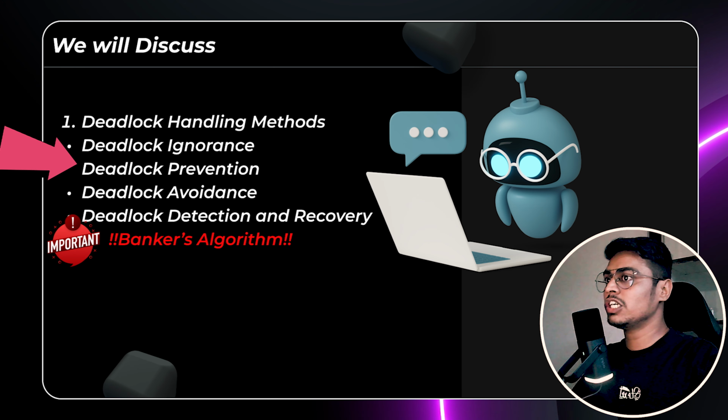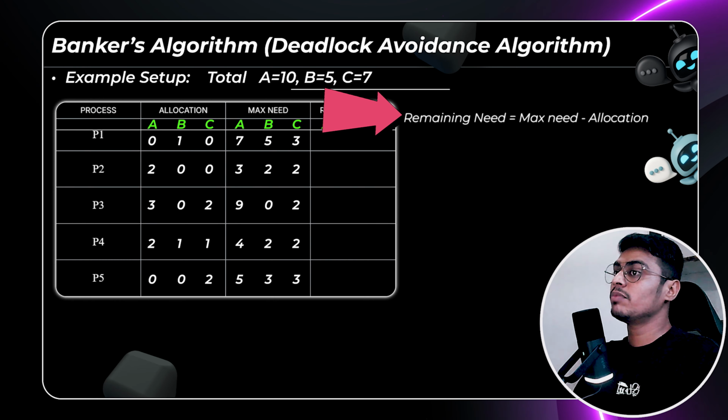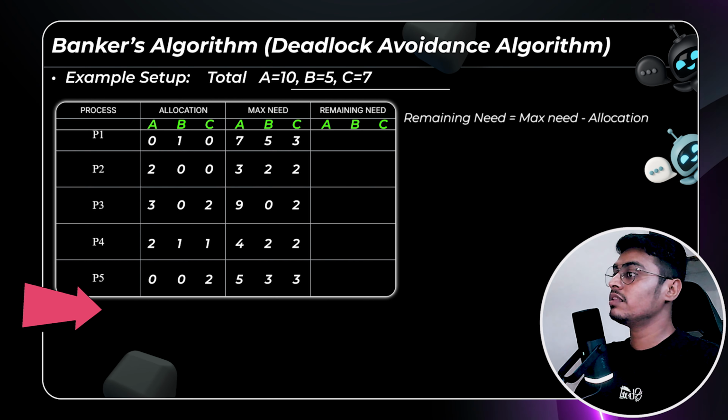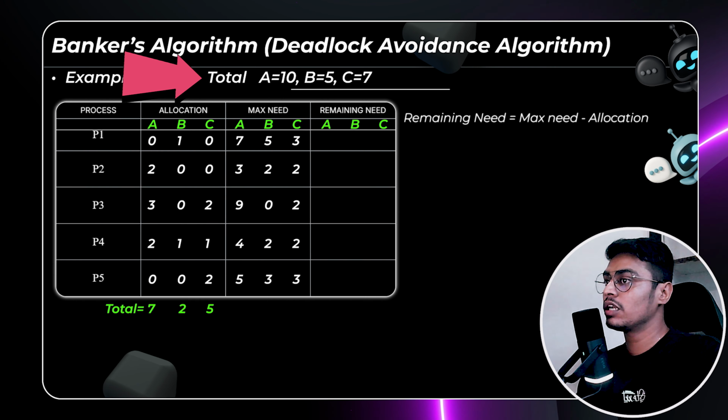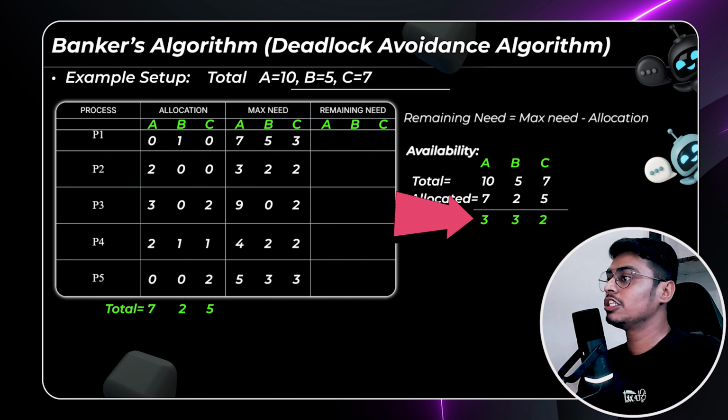We have 5 processes: P1, P2, P3, P4 and P5, and 3 types of resources: A, B and C. The system has 10 instances of resource A, 5 instances of resource B and 7 instances of resource C. The algorithm uses several matrices. The allocation matrix shows how many resources are currently allocated to each process. The maximum need matrix shows the maximum number of resources each process will need during its execution. The remaining need matrix is calculated as maximum need minus allocation. To find the available resources, we calculate total resources minus currently allocated resources. In our example, if the total allocation is 7, 2, 5 and total resources are 10, 5 and 7, then available resources are 3, 3, 2.